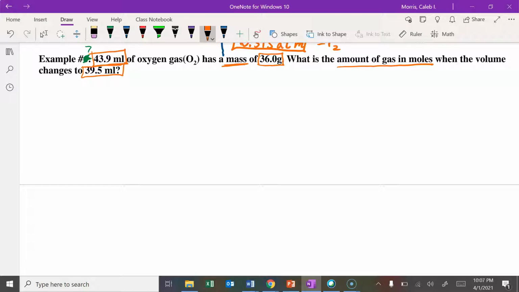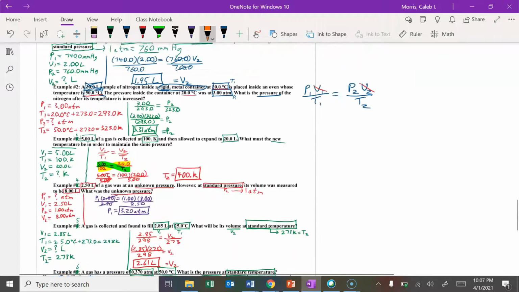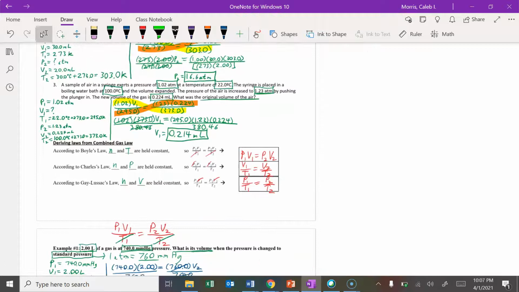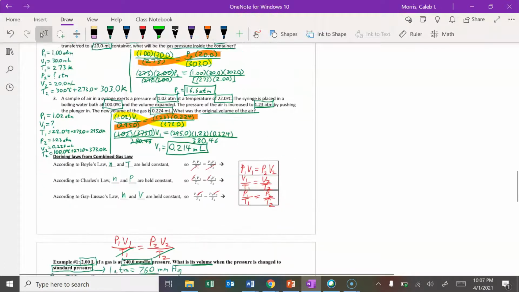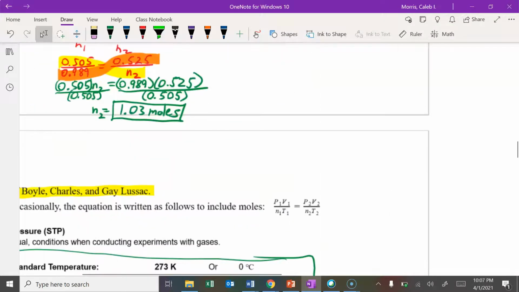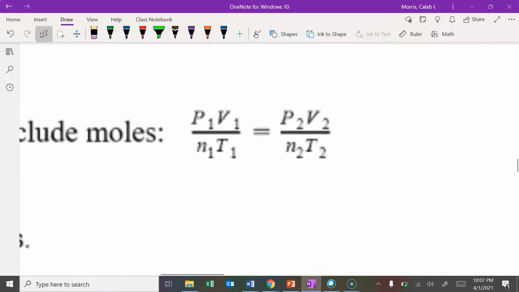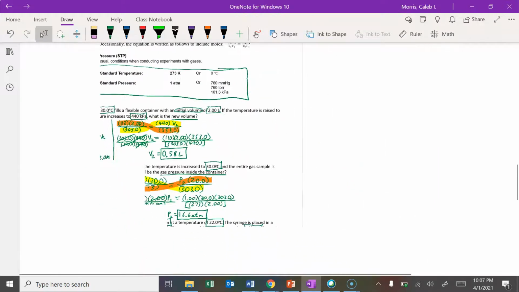We have volume, but what's this other thing, this amount? The amount in moles. Okay, so that is going to be involving the other form of the combined gas law that includes n. So if you look at our form of the combined gas law, up here, it's PV over nT. So n is in the denominator with temperature.